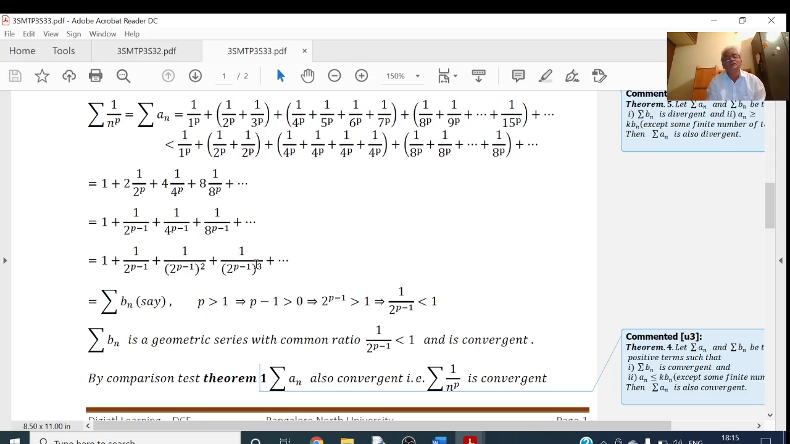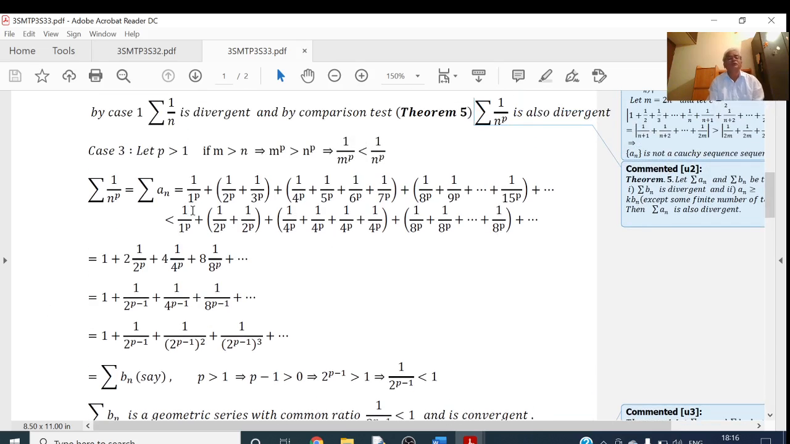That is, this is a geometric series with first term equal to 1 and common ratio 1 by 2 to the power of p minus 1. Here we have 1 by 2 to the power of p minus 1 is less than 1, and we know that a geometric series where the common ratio is less than 1 is convergent. So that is, here we have sigma bn is convergent.